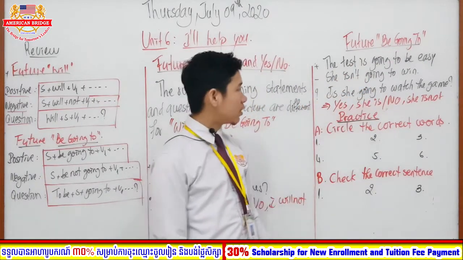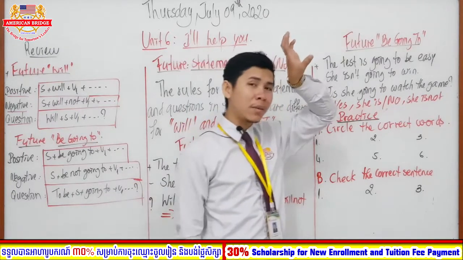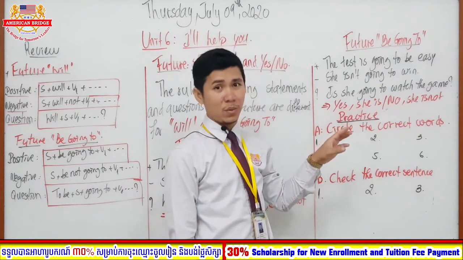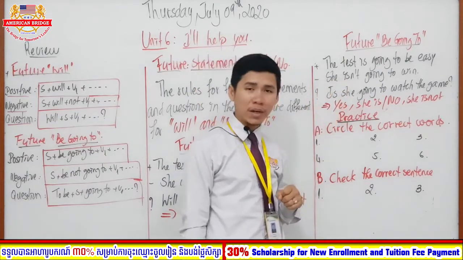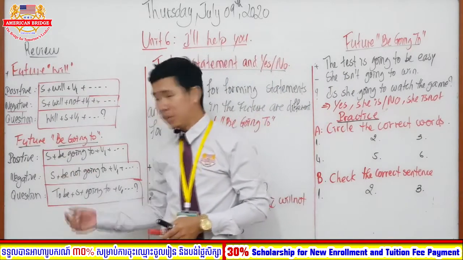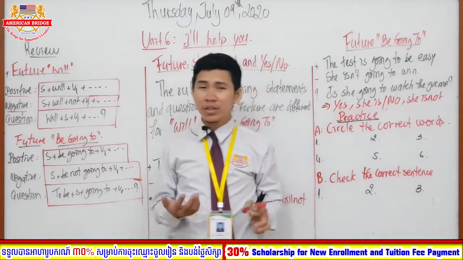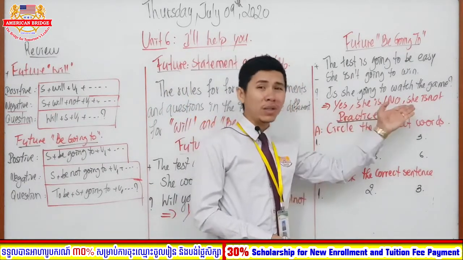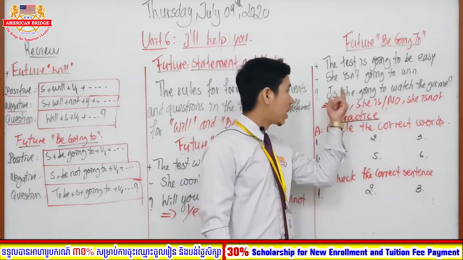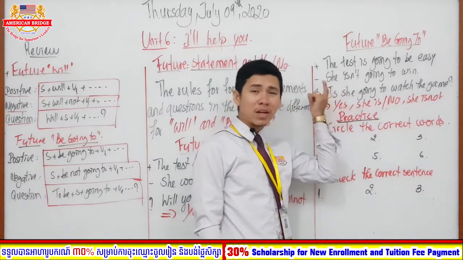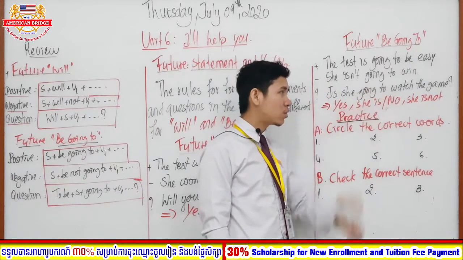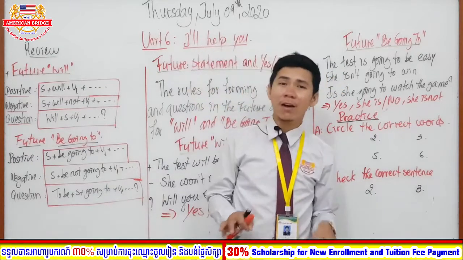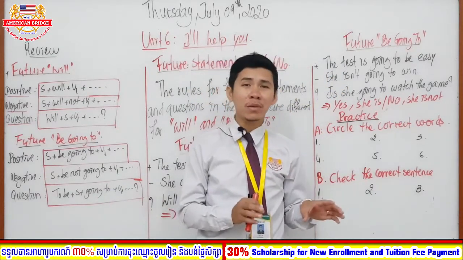However, in this case, even though it is a future action the same as will, your answer should not be the same as will. Why? Because in our form we have be going to, so we have to use am, is, are. This is the reason we do not answer like yes, she will, no, she will not. Because we are using to be, we have to answer with to be. So yes, she is; no, she is not, or she isn't. This is how it is different from the statement and also from the yes/no statement.